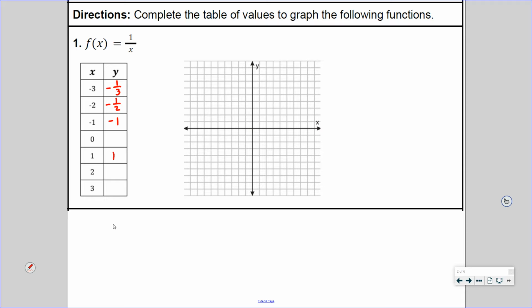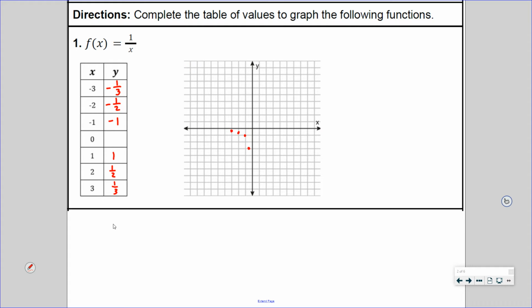And then when you plugged in all these positive ones, you got these really tiny values. So I got -3, -1/3, -2, -1/2, -1, -1. What if I were to plug in -1/2? What's this? Times my reciprocal, -2. Weird, right?